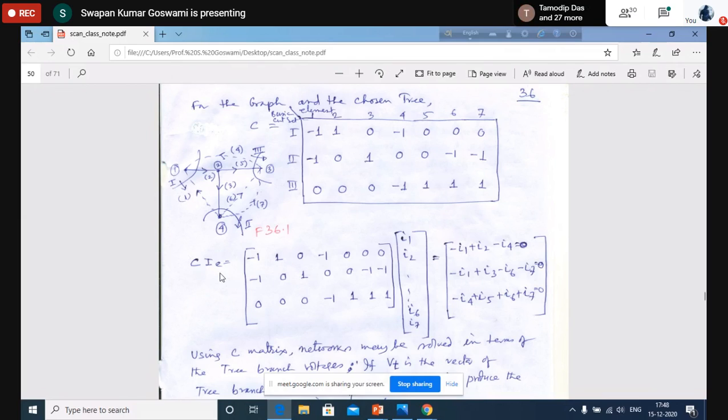For this one, it is very, very obvious because the summation of this element current is nothing but the current at the node. So obviously you can say that C times I represents the Kirchhoff's current law. Okay, is it clear? Bolo, any question?